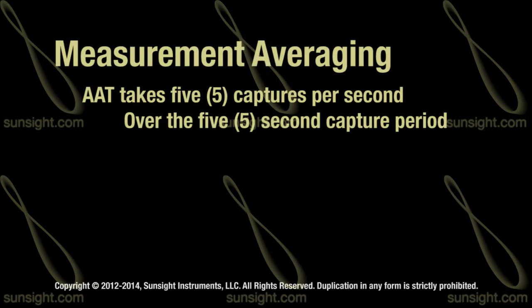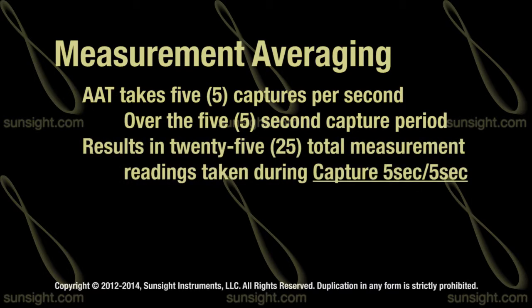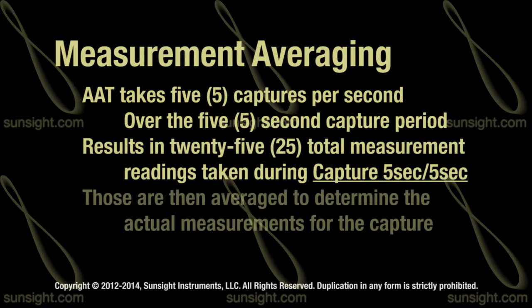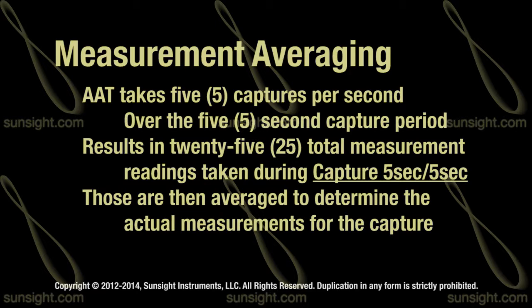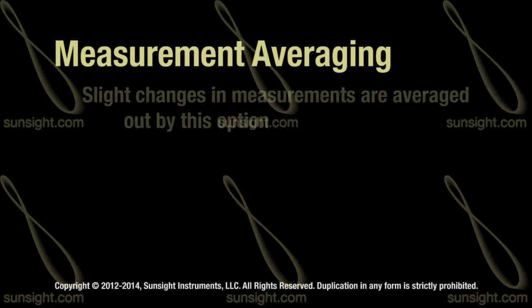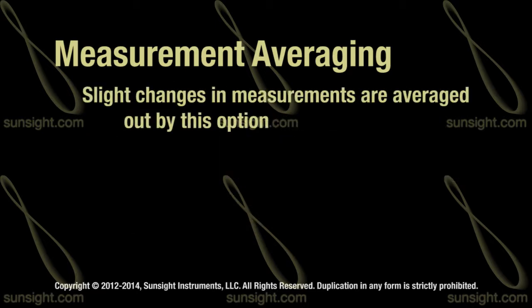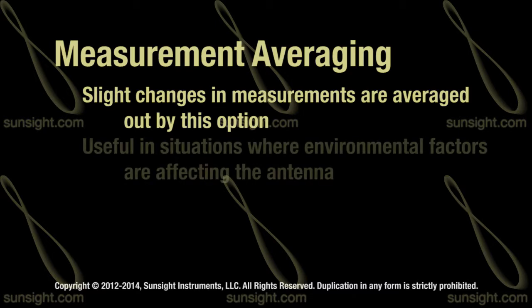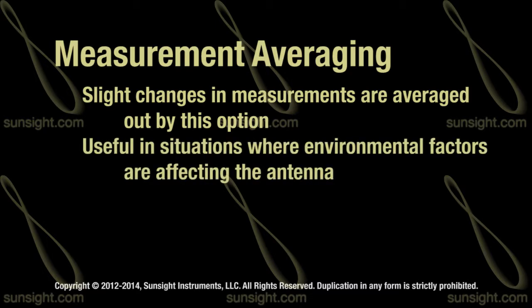The AAT actually performs 5 captures per second, so in this instance, the AAT will perform a total of 25 captures and then average out the measurements to arrive at the actual values. This allows the AAT to average out slight changes in the measurements over time, which is especially helpful in circumstances where factors such as wind can cause fluctuations in the antenna's measurements.